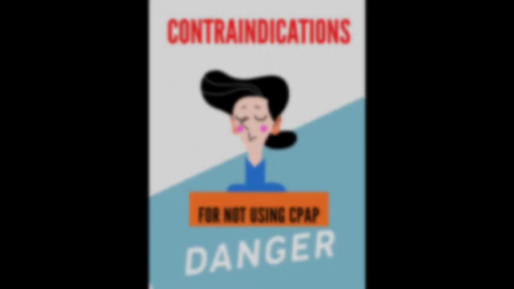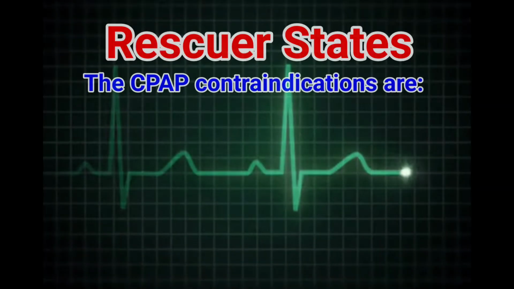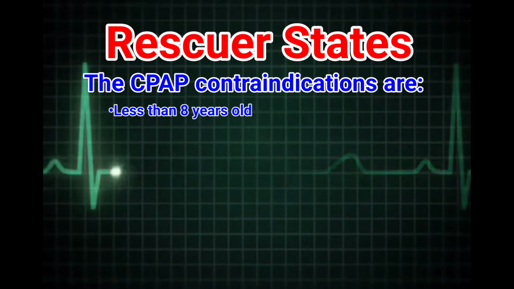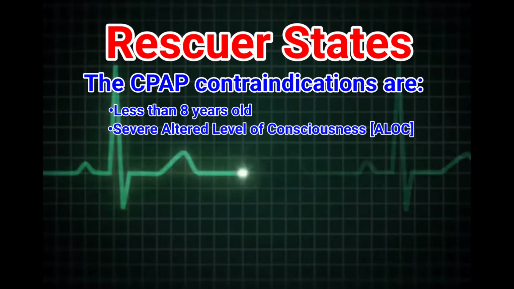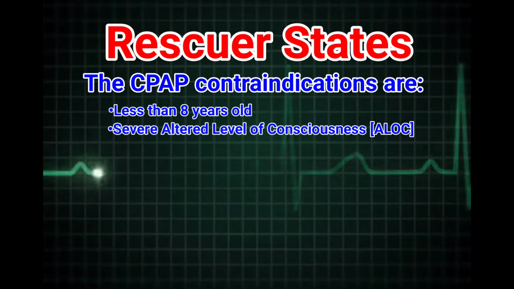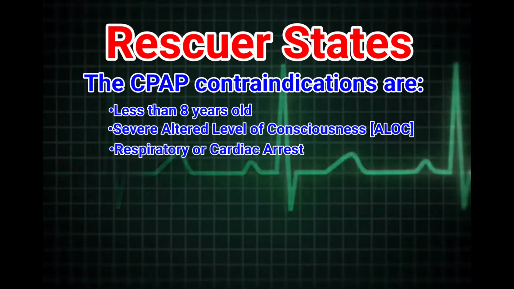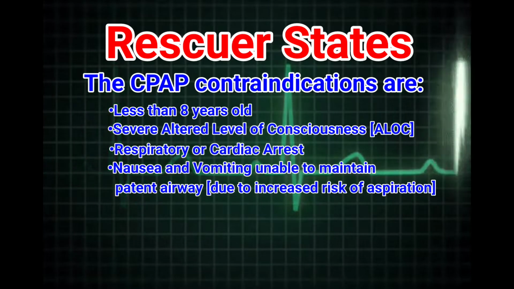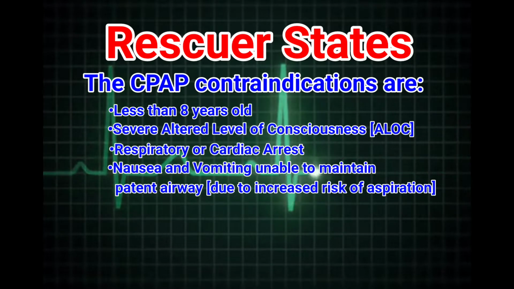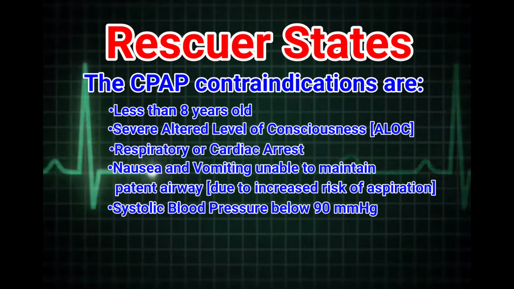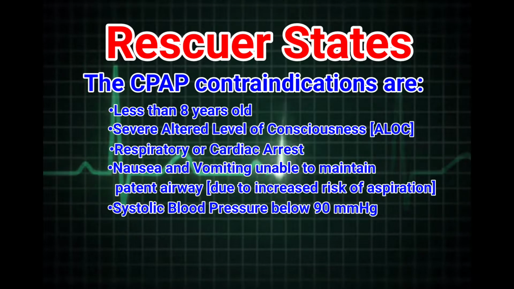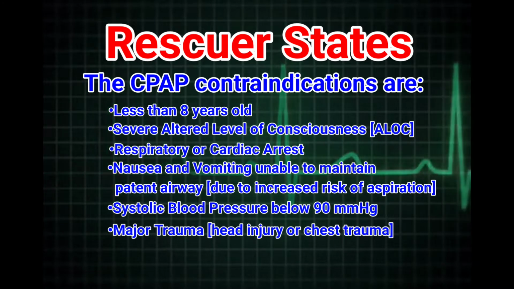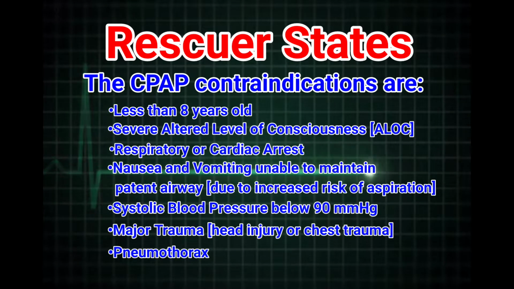Contraindications. Rescuer states, the CPAP contraindications are less than 8 years old, severe altered level of consciousness (ALOC), respiratory or cardiac arrest, nausea and vomiting, unable to maintain patent airway due to increased risk of aspiration. Systolic blood pressure below 90 millimeters mercury. Major trauma, head injury or chest trauma. Pneumothorax.